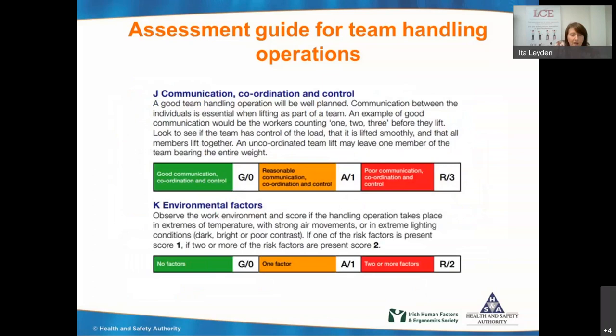But we have a new risk factor that we need to include when we're involved in a team lift, and that is the communication, coordination and control. And that's a critical element of a team lift, that there is somebody who is in control of the lift, somebody who is doing the countdown, the 1, 2, 3 lift scenario. And again, you'll see that when you're observing a team lift, as to whether someone starts off before the other person, or someone has whatever's being lifted up before the other person starts to even get into the correct position for lifting. And then we have the other environmental factors as well, same as for the other lift guides.